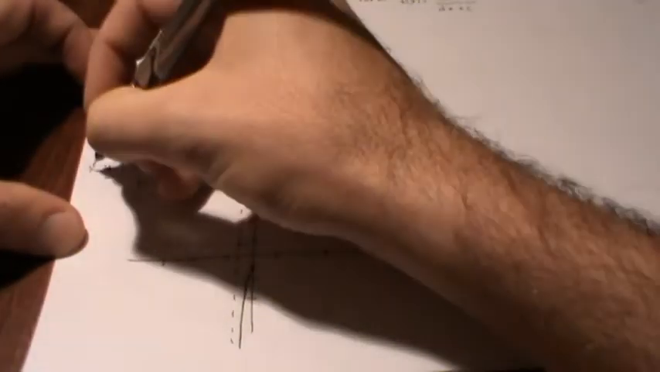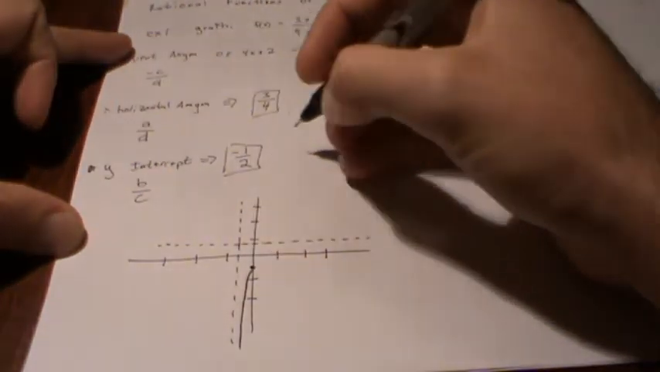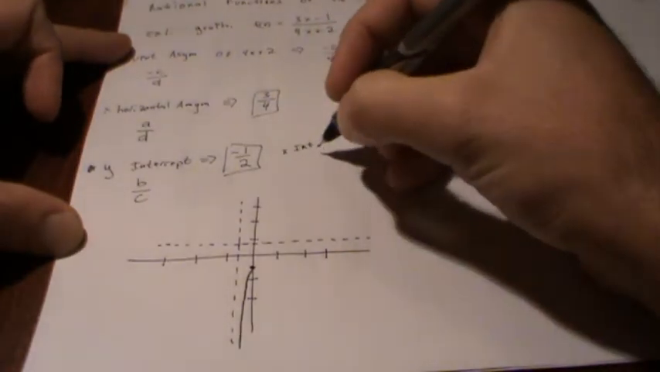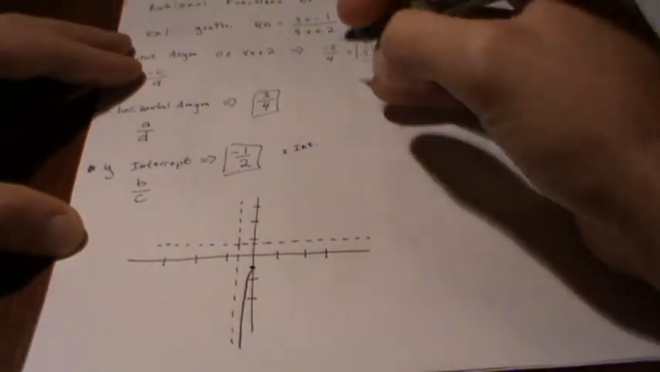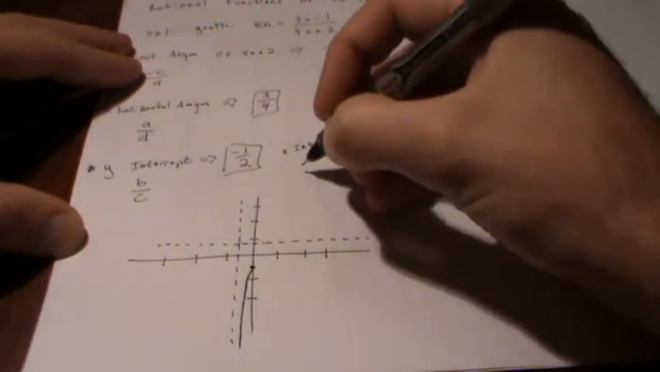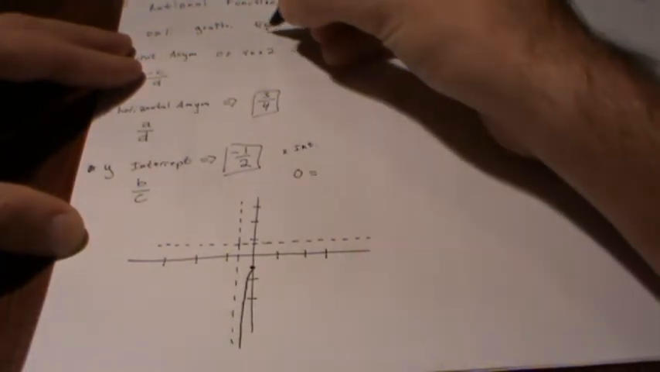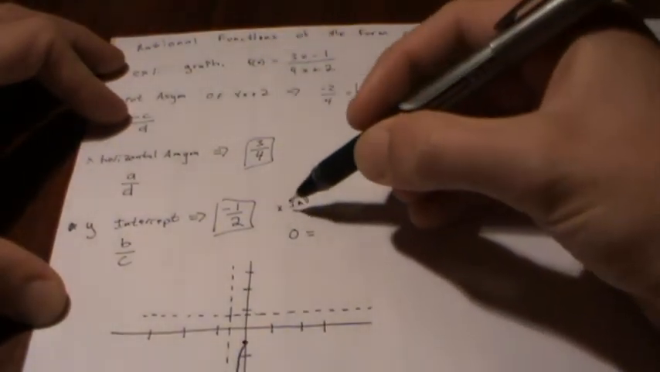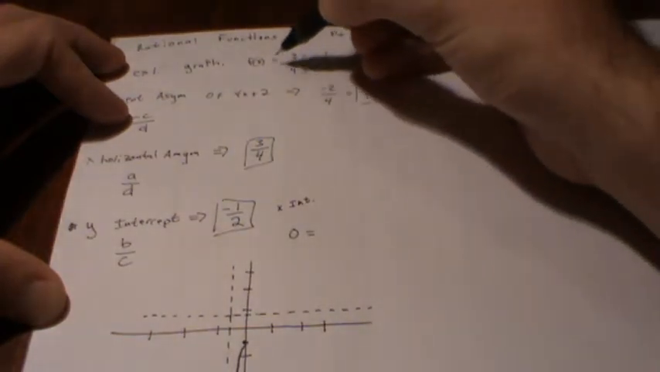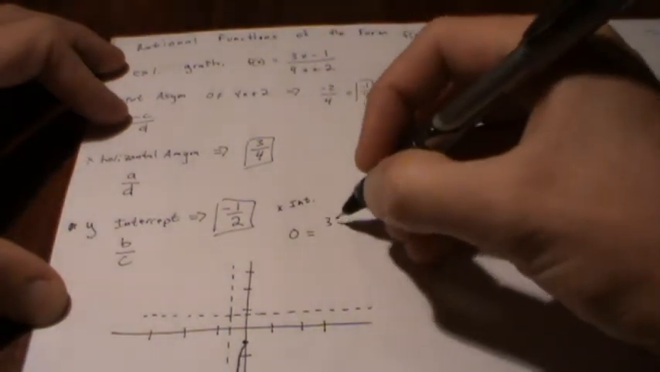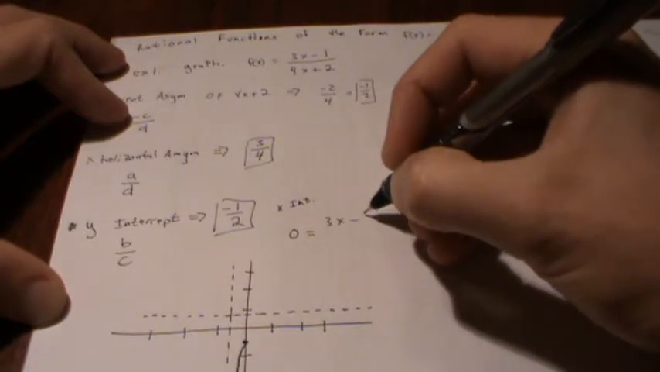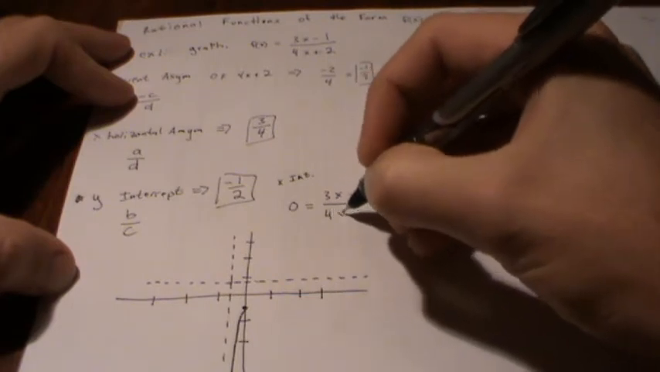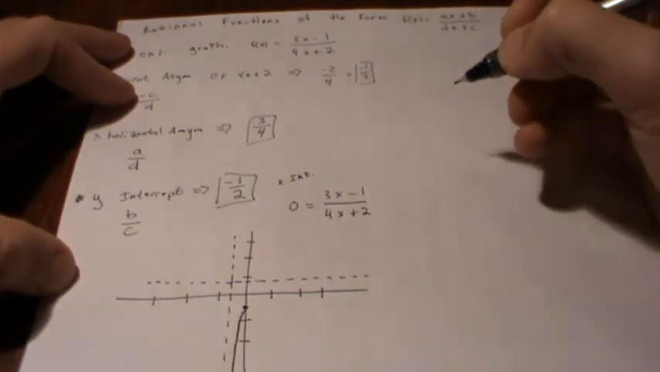So here we figured the y-intercept. Now let's figure the x-intercept. Remember, always to find the x-intercept, you set y equal to 0. So I'm going to take my function. The f of x up here is going to be a 0. Then I'm going to write my function next to it, 3x minus 1 divided by 4x plus 2.